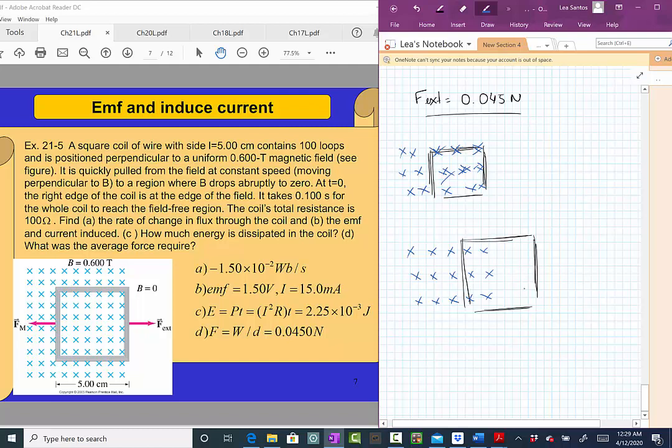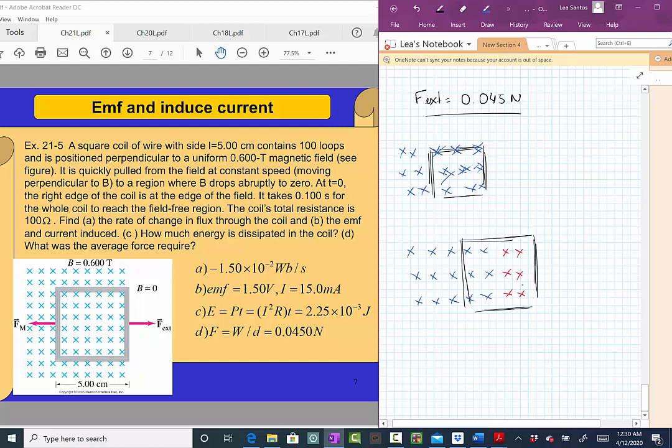So this change in the magnetic flux, in this case this change in magnetic field crossing the loop, is going to induce a current. A current, which kind of current? The current that is going to oppose this change. So a current that will bring back those lines.